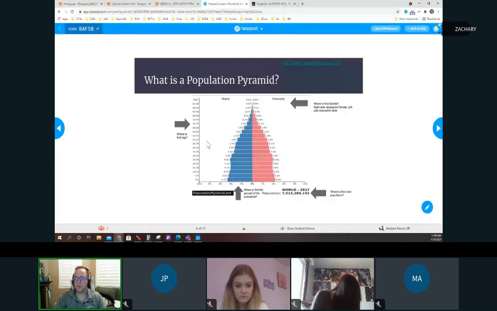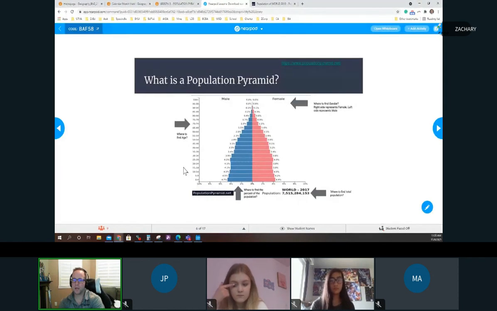Okay, so real quick, this is a population pyramid. What you'll find right here, you have the X and Y axis going along here. On the X axis, you actually have your age range. Age ranges go 0 to 4, 5 to 9, and so forth, all the way up to 100 plus.